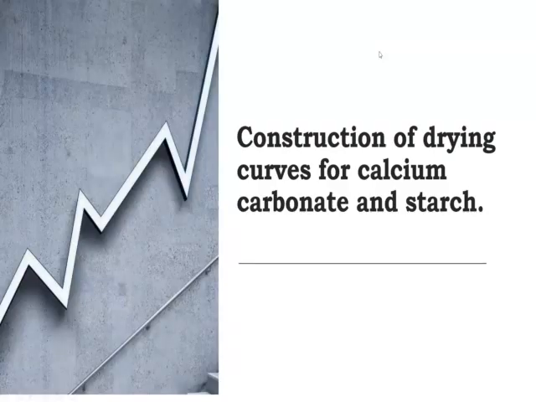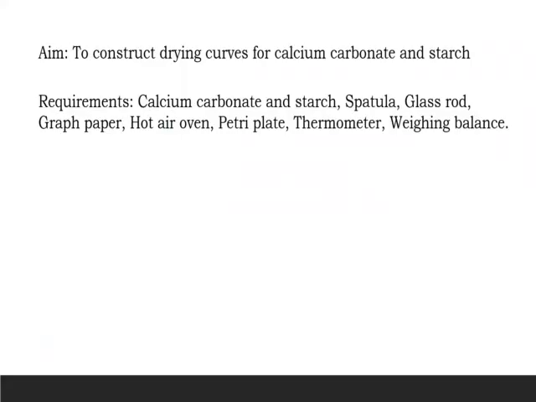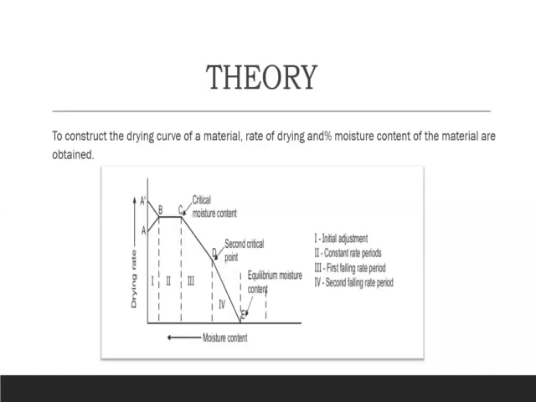Hello students, we are going for our next experiment: construction of the drying curve for calcium carbonate and starch. The aim of this experiment is to construct the drying curve for calcium carbonate and starch. Requirements of this experiment: calcium carbonate, starch, spatula, glass rod, craft paper, hot air oven, petri plate, thermometer, and the weighing balance. Next will be the theory of this experiment.